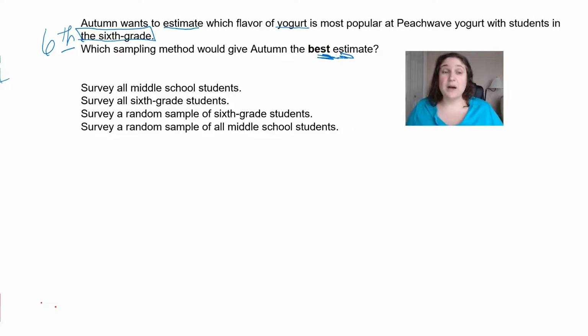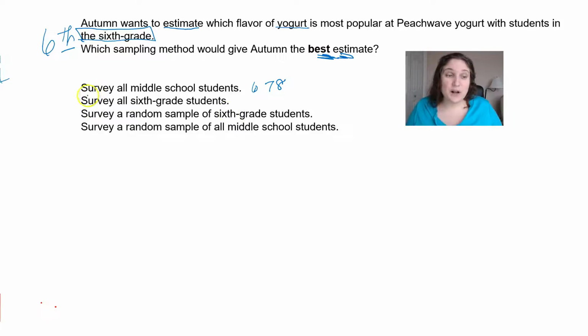All right. So now we're estimating, and we know we're looking at 6th grade students as a whole. So let's go. Survey all middle school students. Well, in middle school, we have 6th, 7th, and 8th grade students. And because we only really care about 6th grade, this wouldn't make any sense. But we're not going to cross it out yet because there might be more that make even less sense.